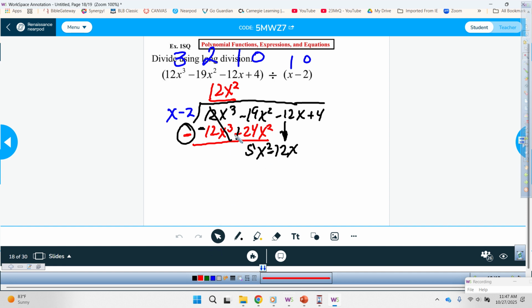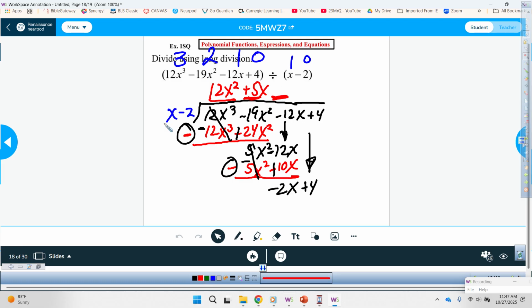Start all over. What number times x gives us 5x squared? Positive what? 5x. 5x times x is 5x squared. 5x times negative 2 is negative 10x. Subtract. Circle it. Distribute here and here. This cancels. Negative 12 plus 10 is negative 2x. Bring down the last term, positive 4.